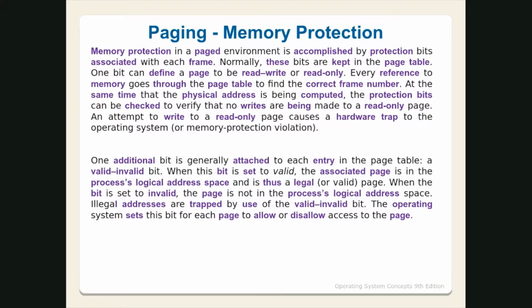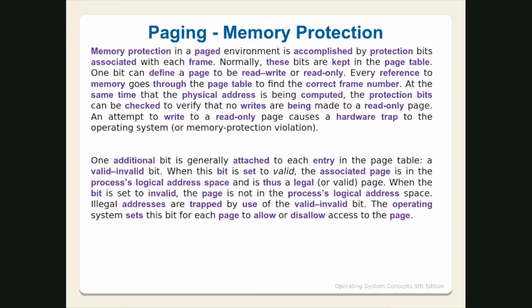If this bit is set to valid, the page is in the process's logical address space, and thus it is a valid page. When this bit is set to invalid, the page is not in the process's logical address space. So illegal addresses are trapped. I use the valid invalid bit for that.